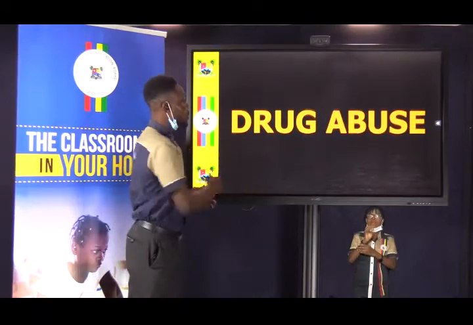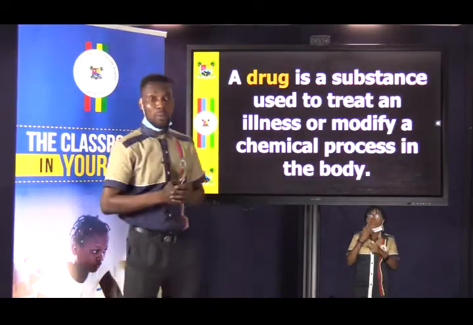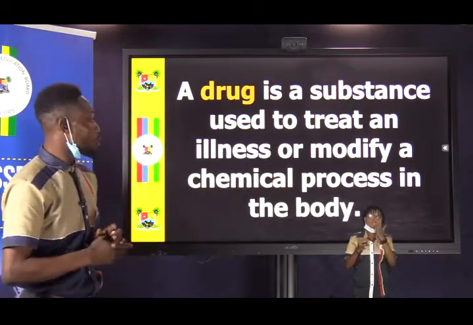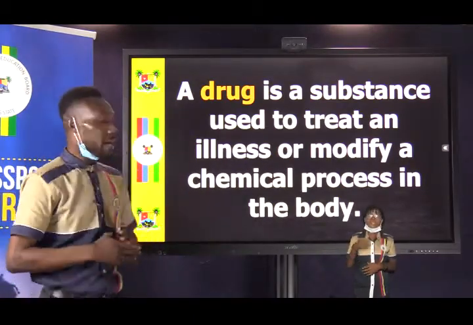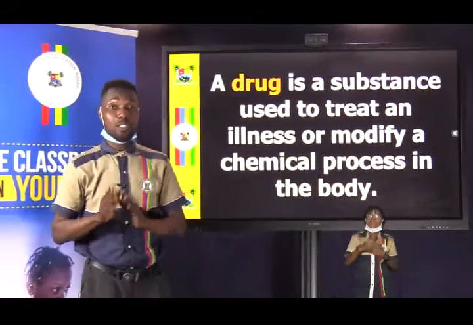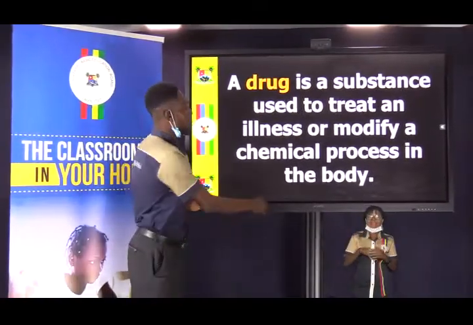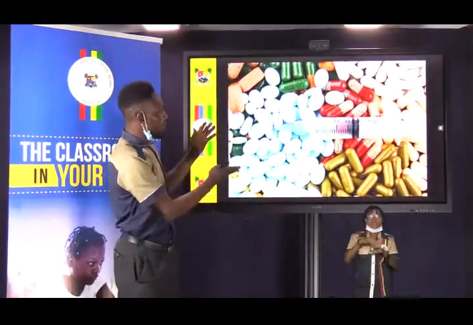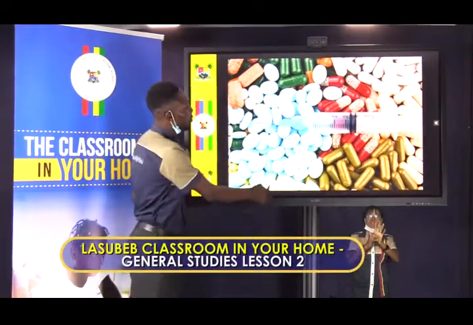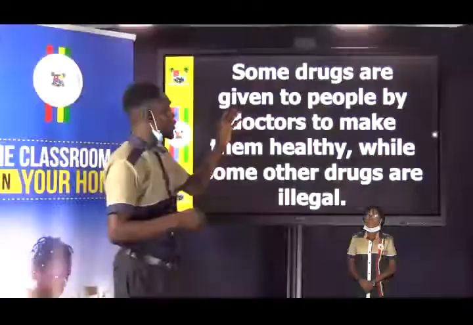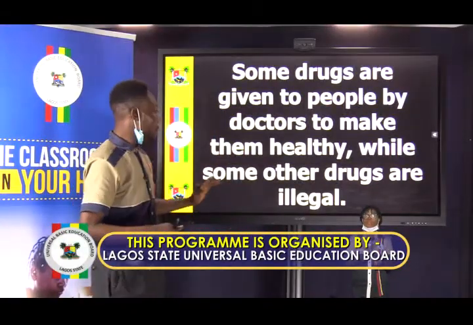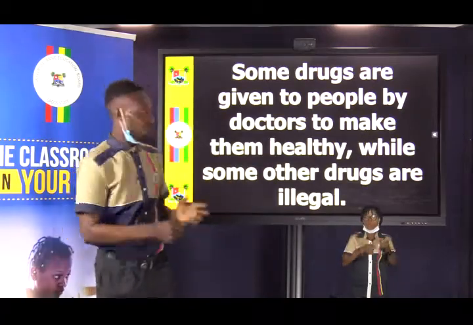So, when we talk about drug, what do we mean? Now, a drug is a substance used to treat an illness or modify a chemical process in the body. In one word, a drug is a substance used to treat an illness. Now let's look at these typical examples of what I'm talking about. So some drugs are given to people by doctors to make them healthy, while some other drugs are illegal. Let's look at this.